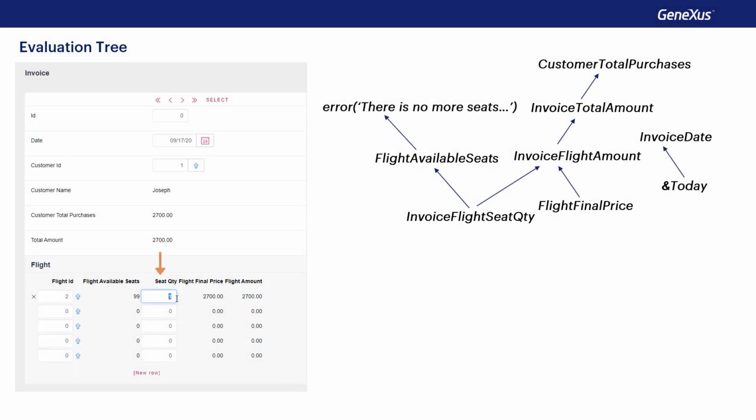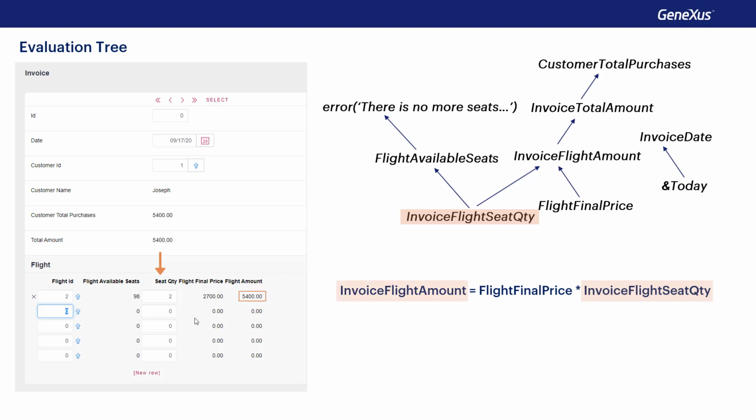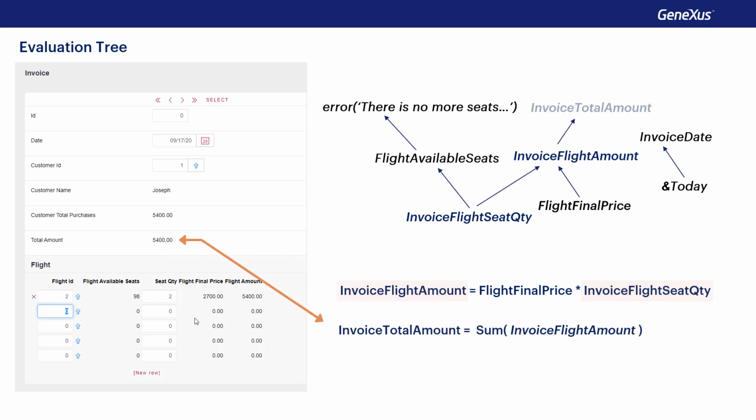Let's continue with the previous example. If the number of seats in an invoice line, invoice flight seat quantity, is updated, since this attribute is part of the formula that calculates the cost of the flight, invoice flight amount, this formula will be triggered again. When it's triggered again, the formula corresponding to the total amount of the invoice, invoice total amount, will also have to be triggered again.